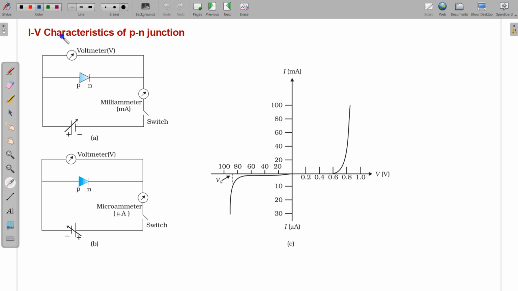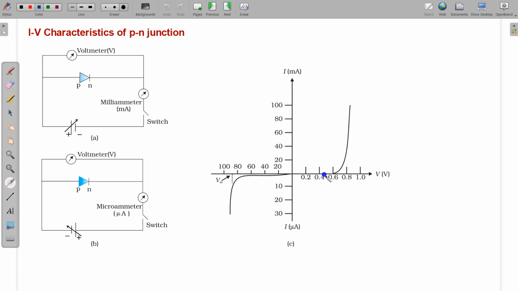Next topic is the IV characteristics graph of a PN junction. If we take a PN junction, apply a battery to it, and analyze the relation, or graph, between the current and voltage, we get a graph something like this. This graph is plotted for a silicon PN junction.